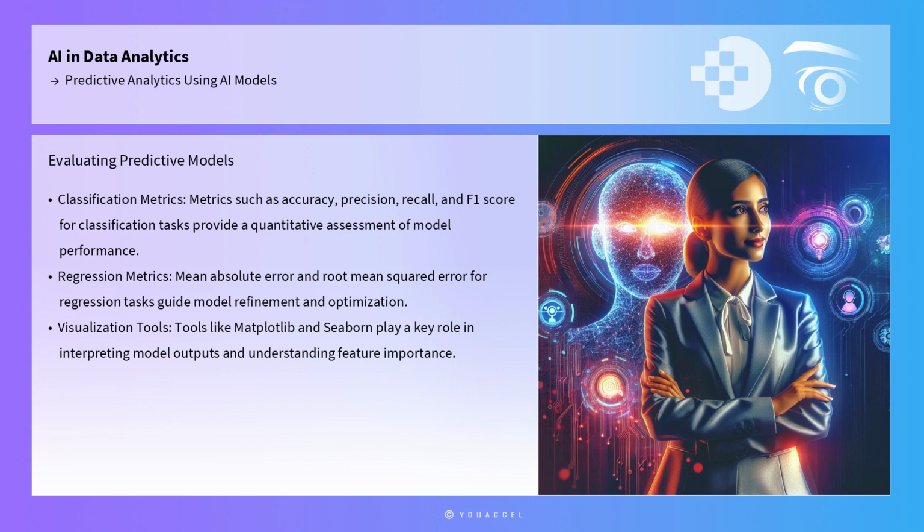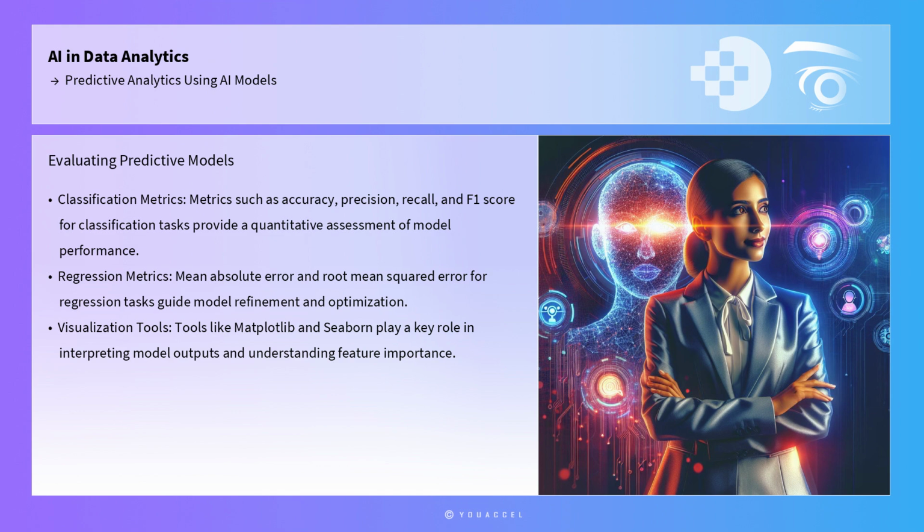Evaluating the performance of predictive models is another critical component, involving metrics such as accuracy, precision, recall, and F1 score for classification tasks, and mean absolute error and root mean squared error for regression tasks. These metrics provide a quantitative assessment of model performance, guiding further refinement and optimization. Visualization tools like Matplotlib and Seaborn play a key role in interpreting model outputs and understanding feature importance, contributing to more informed decision-making.